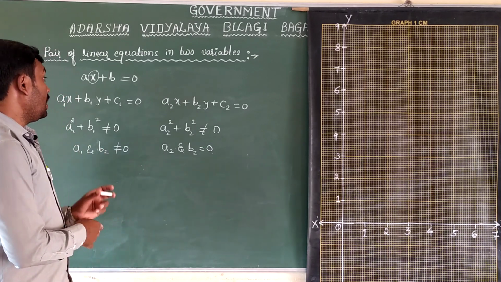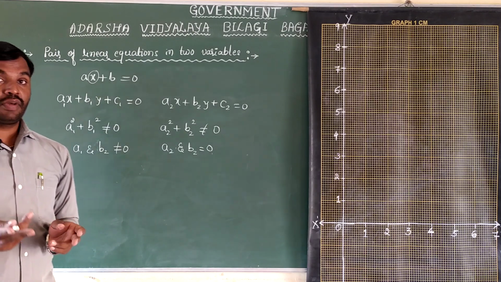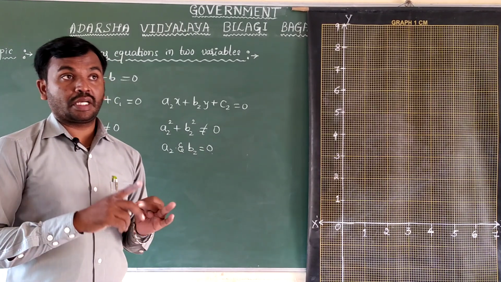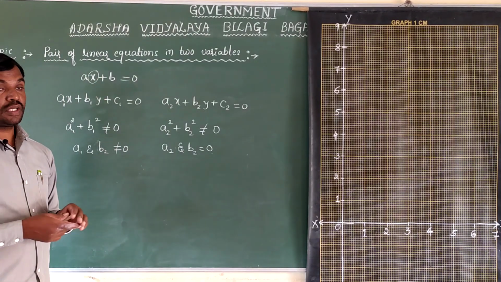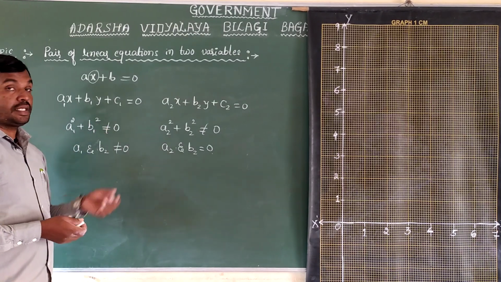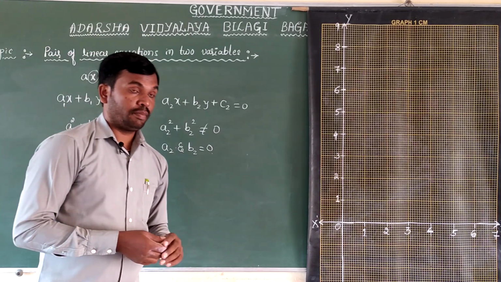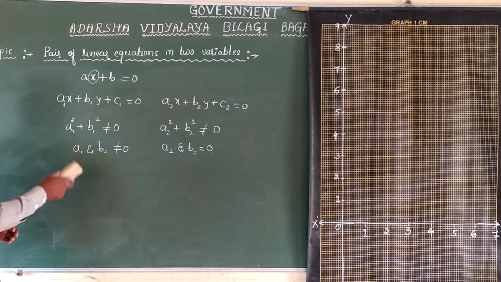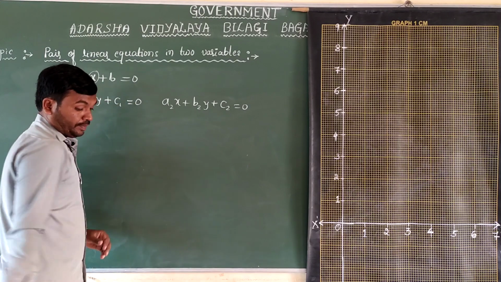So, we can solve these two equations in different ways: by elimination method, by substitution method, or by cross multiplication method. But in this class, I am solving the equations by using the geometrical way, which is called the graphical method. Let us take one example to solve and find the solution for that one. Then you will come to understand.